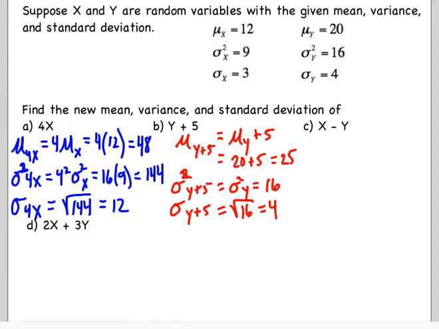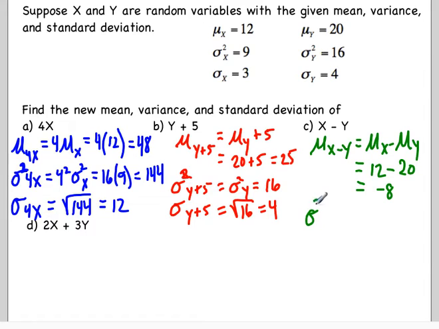Okay, next one. Now we're going to subtract 2 random variables. This is big idea number 2. So if I want to find the mean of x minus y, I can just subtract the 2 original means. I can take the mean of x minus the mean of y. The mean of x was 12 minus the mean of y, which was 20. And I'm going to get negative 8.